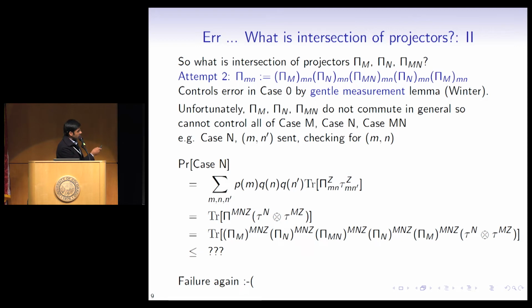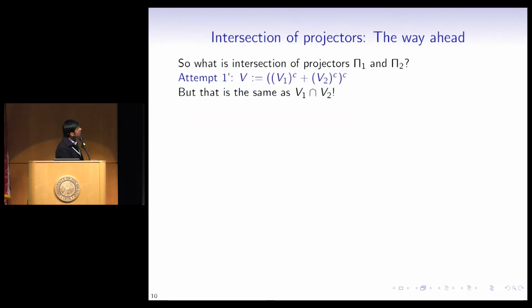Now the last quantity there, which is Π_m acting on τ_n tensor τ_mz, I don't know what this quantity is. Had it been Π_n times τ_n tensor τ_mz, and if I take the trace, then I know that is upper bounded by 2 to the minus hypothesis testing mutual information. So in this case, we don't know what this quantity is. So we fail again. Okay.